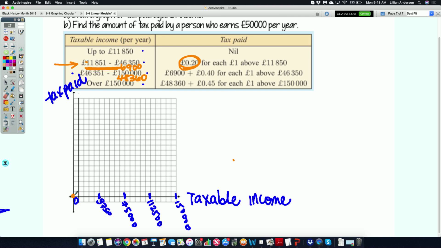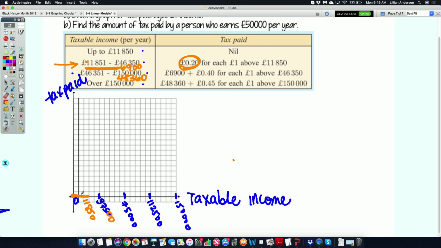So 11,850 is bigger than 3,750, but less than. No, it's not. It's less than 37,500, right? It's 2 zeros. That's what was throwing me off. I was like, oh, okay. So 11,850.